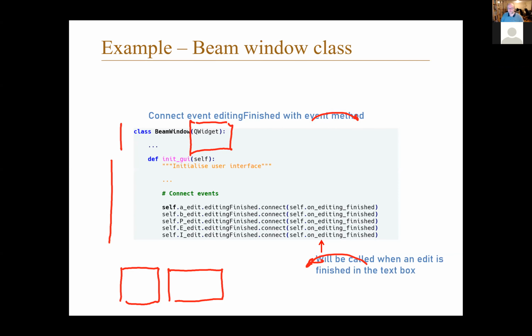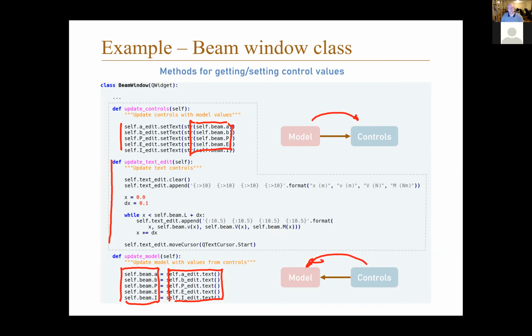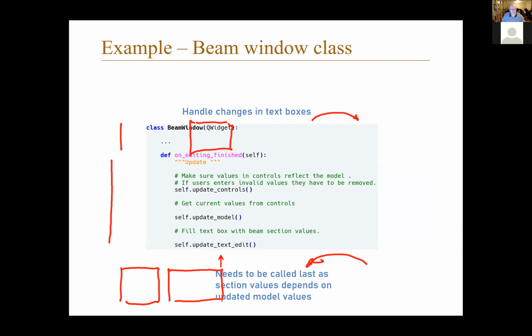On editing finished, we'll call this update text here. So when users have entered a text in the text box and switch to another text box, on editing finished is called on that text box. And then I update controls. I make sure that they have the correct values. I update the model with the correct values. And then I update the text edit here again.